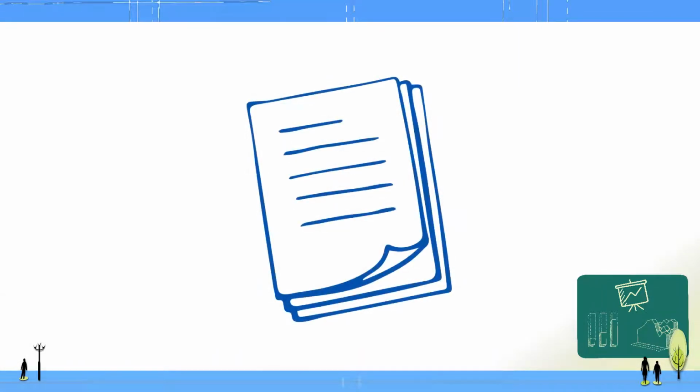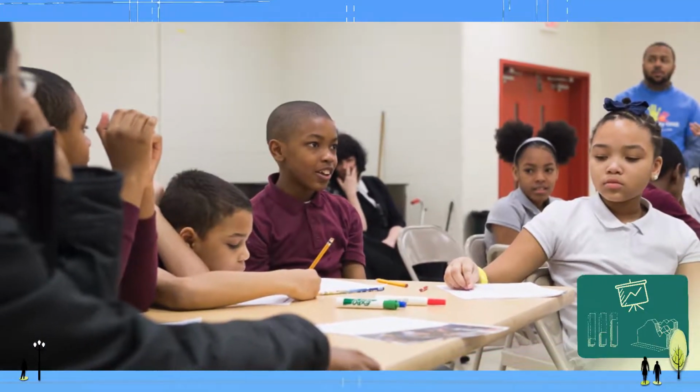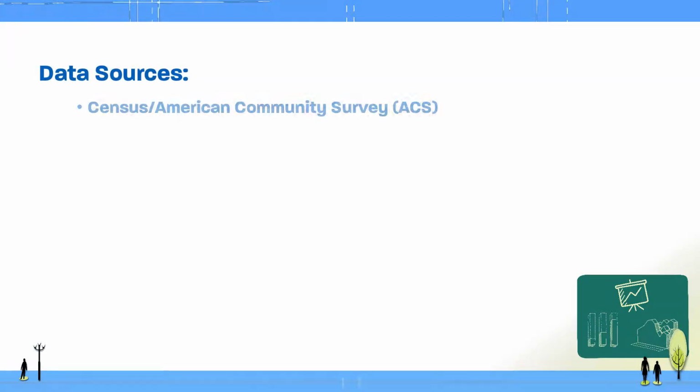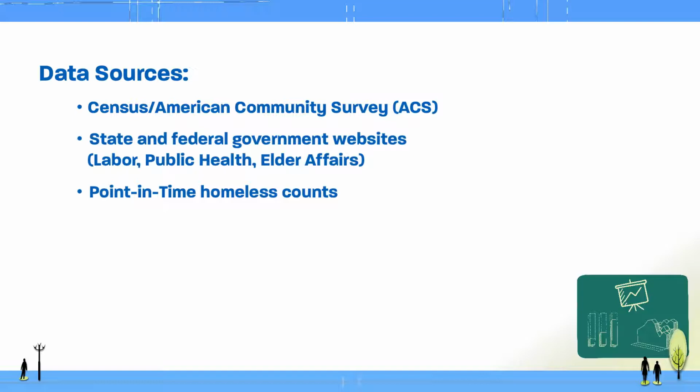These planning documents, by design, define community needs and detail the public engagement and data analysis processes that help to identify the need. The following data sources can help you analyze and update data. Census ACS. State and federal government websites like Labor, Public Health, Elder Affairs. Point-in-time homeless counts. A community's anti-poverty strategy.